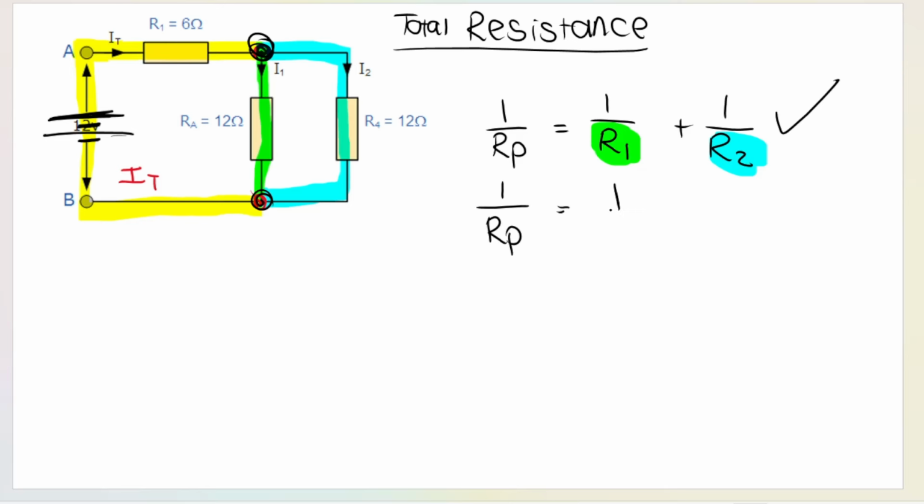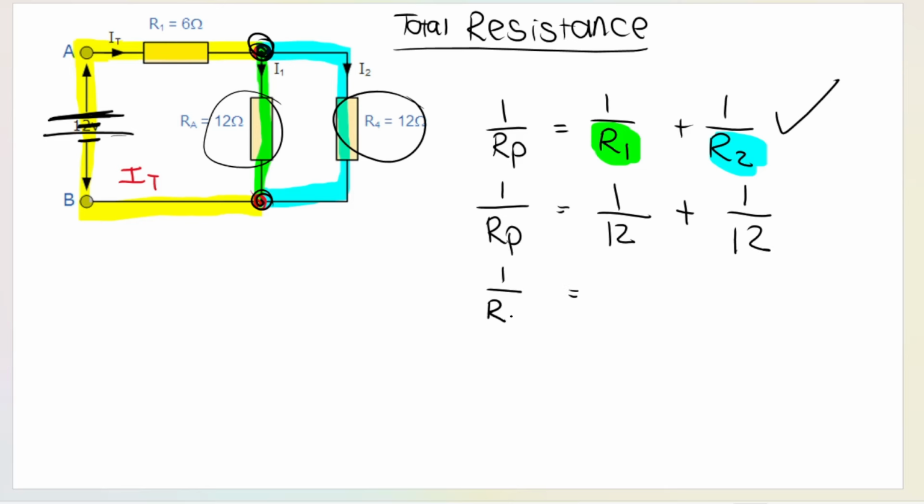Then, what is in the green branch? What resistance is in the green branch? This one, 12 ohms. So it's 1 over 12 plus what resistance is in the blue branch? Look at the blue branch. We've just got this one, 12 ohms. So 1 over 12. Basically, you can do that on your calculator, but this is a very easy one. This is 2 over 12.